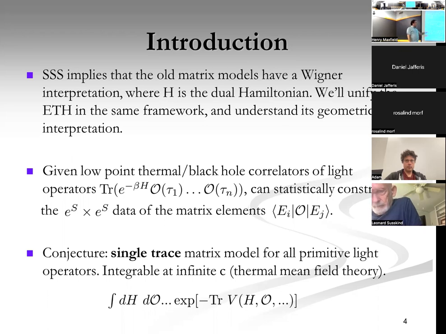Okay, so one way we can understand why there's sort of an ensemble is that we could ask, given those correlators, what is the maximum entropy ensemble which is compatible with those correlators? Because this is much less data than the e to the S times e to the S data, so there are many matrix elements consistent with that. At least if we say that we only nailed them down up to e to the minus S corrections, something like that.